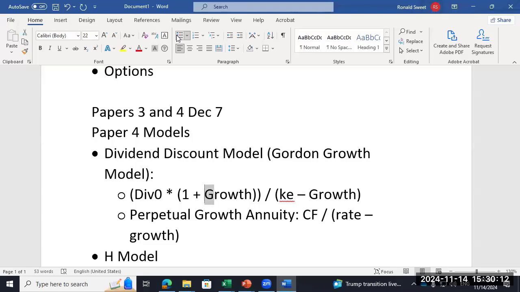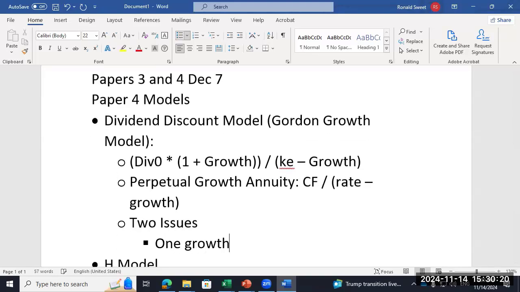The problem is there are two problems with it. There's only one growth rate. So what does that mean? If your firm's growing really fast right now, but ultimately it's going to grow like a normal firm, you're going to have to somehow average those out to get a growth rate. So if your firm's growing 20% now, but ultimately it's going to grow 5%, you don't want to use 5%. You don't want to use 20%, but you might use 5.3% to get you closer to that 20. So one growth rate is all you get.